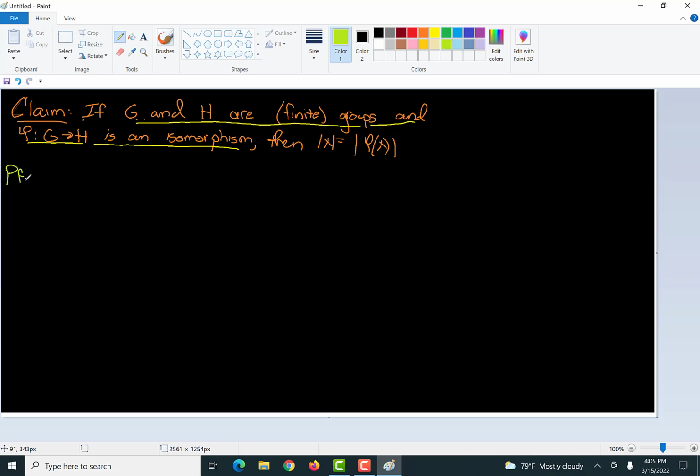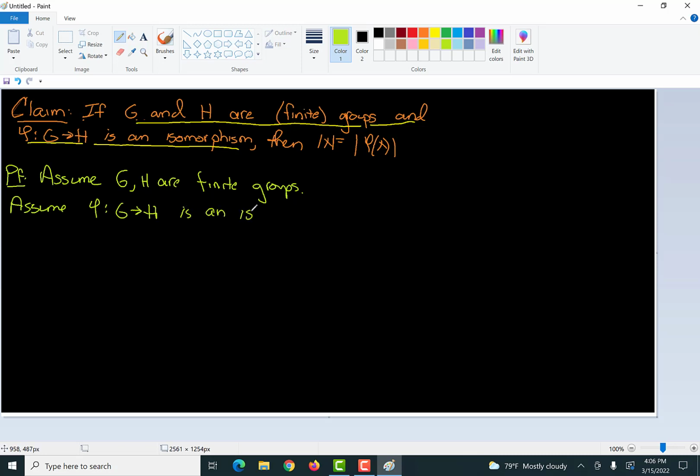Proof. Assume G and H are finite groups. And I'm going to assume phi goes from G to H is an isomorphism, which I've abbreviated there. Now, I need to show that the order of x is equal to the order of phi of x.